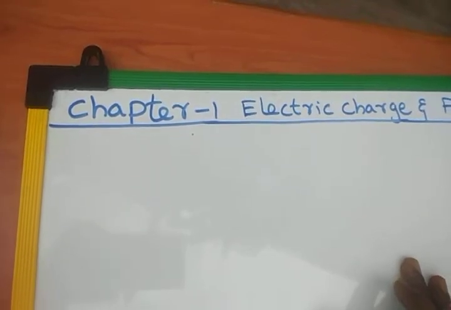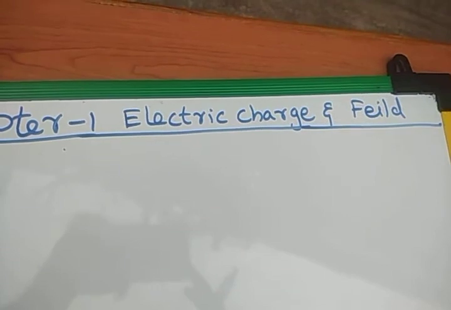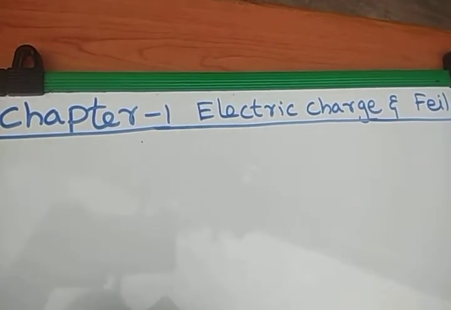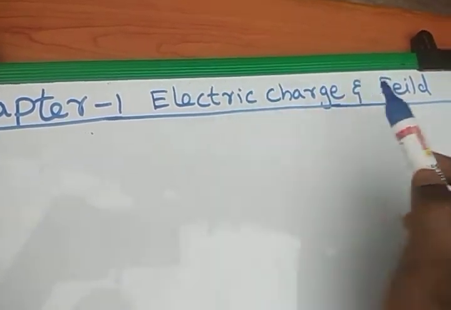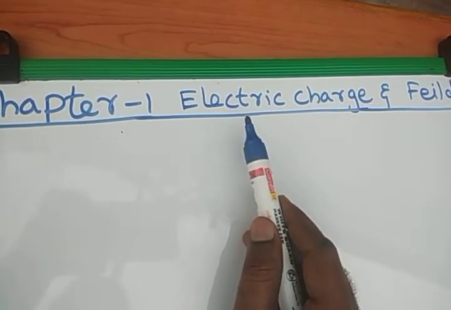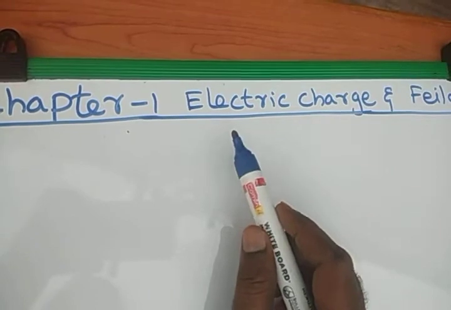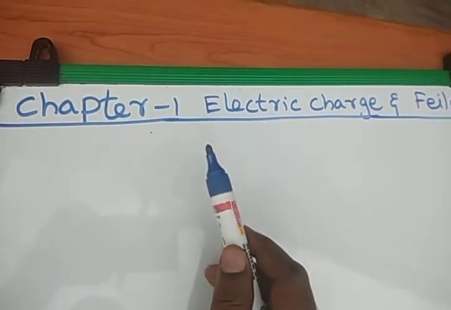Dear students, we are going to see the Chapter 1 revision on electric charge and field. When we start the first lesson, we will learn about electric charges and the electric field of the charge. The first unit deals with electric charges at rest, which is why we call it electrostatics. Electrostatics is only Chapter 1 and Chapter 2.